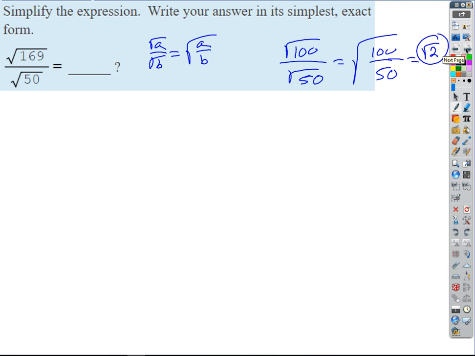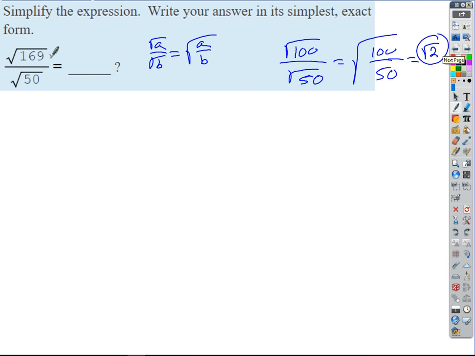In that case, very helpful. In this case, it doesn't work at all. There are no common factors between 169 and 50, right? So we're sort of stuck with it the way it is. So then what's our rule? Well, we're going to try to simplify the top and the bottom as far as we can, and that's really important that you do that. That makes the numbers we work with a lot smaller.